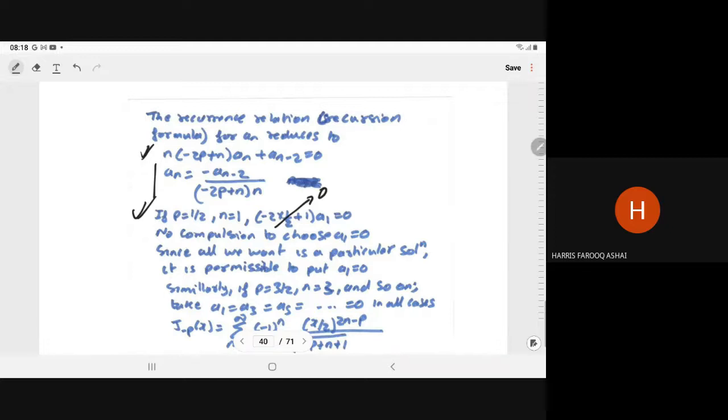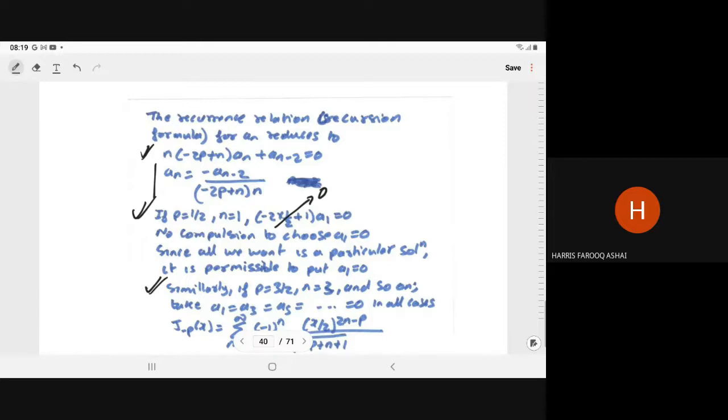Similarly, if p is equal to 3 by 2, n is equal to 3, right, so there is no compulsion to assume a1 is equal to 0. So as a special case, we can assume that a1 is equal to 0. If you take it as a special case, there is no compulsion to assume a1 is equal to 0, but because it is a constant, we are assuming that all the odd coefficients are 0.